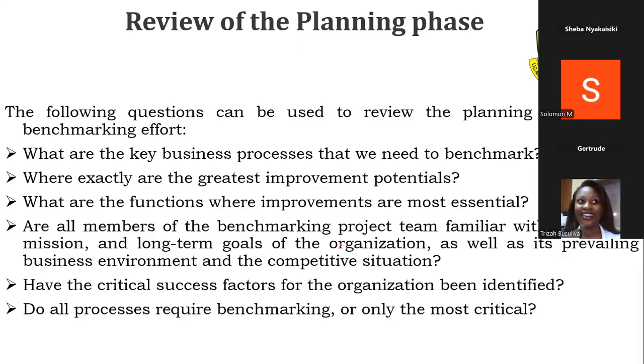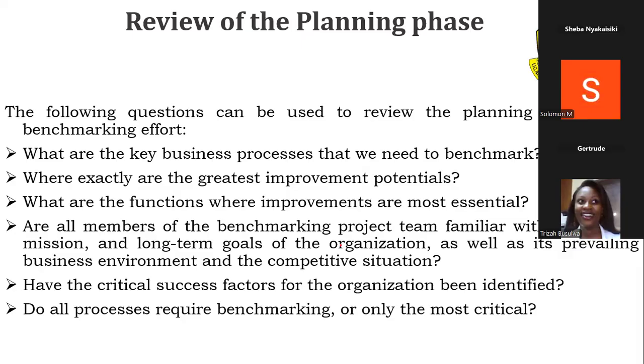What exactly are the greatest improvement potentials? What do we expect to achieve once we tackle these processes, so that everyone knows what is the value of this benchmarking process? What is the expected value out of it? Again, this must also be things that are measurable. I clearly identified one measurable.